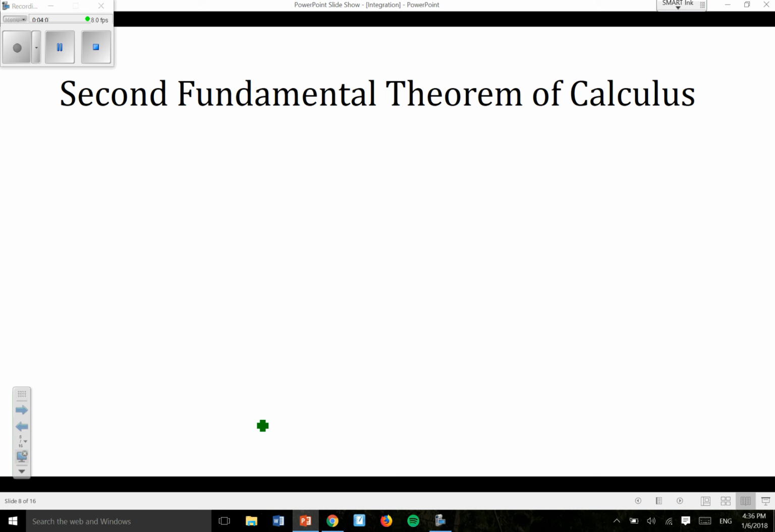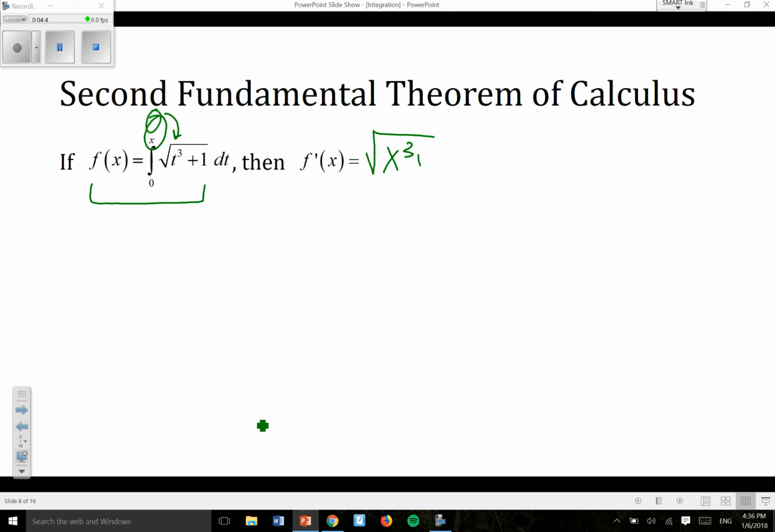The second fundamental theorem of calculus tells us that differentiation and anti-differentiation are inverse functions. So what this means is that if our function is the area under a curve between 0 and some point x, if we differentiate that function, we can really just take away the integral sign because there's no need to anti-differentiate that function just to integrate it back. So here I can just take the x, plug it in for t, and I get that f prime of x just equals x cubed plus 1.